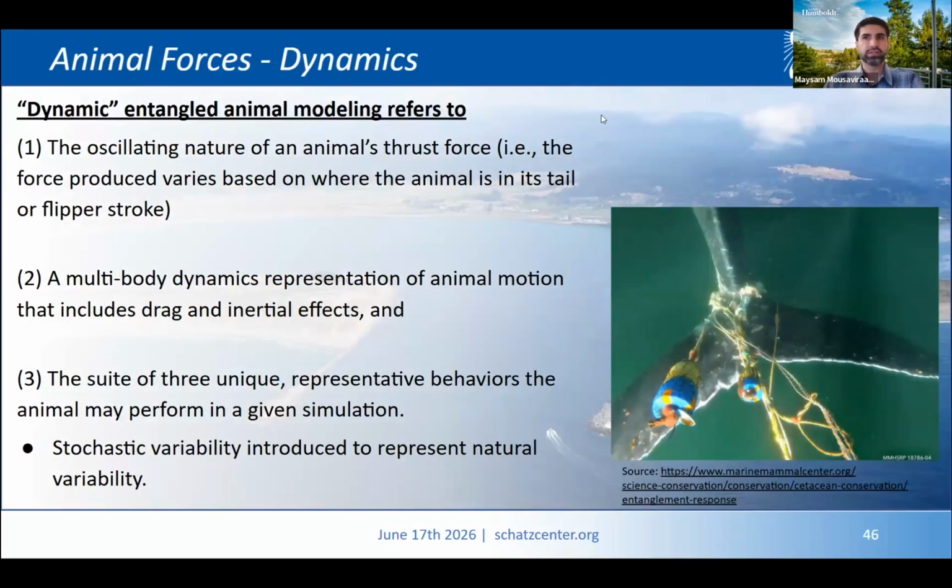So to summarize, in the context of this project, when we say dynamic animal modeling, we mean three things. First, the thrust force oscillates because the force changes through the tail or flipper stroke. Second, the animal is modeled as a multi-body dynamic system with drag and inertia. Third, the animal can exhibit different representative behaviors in different simulations. We also introduced stochastic variability to reflect natural variation. This is important because real animals do not move in perfectly repeatable patterns.